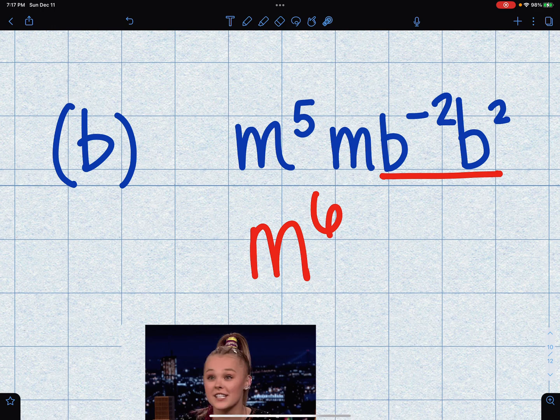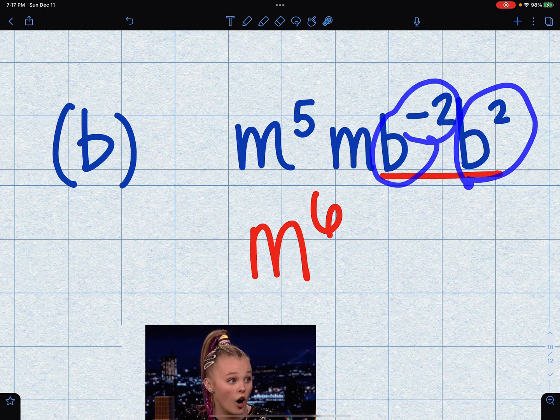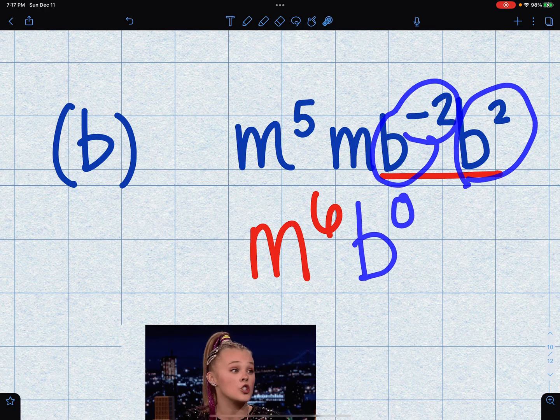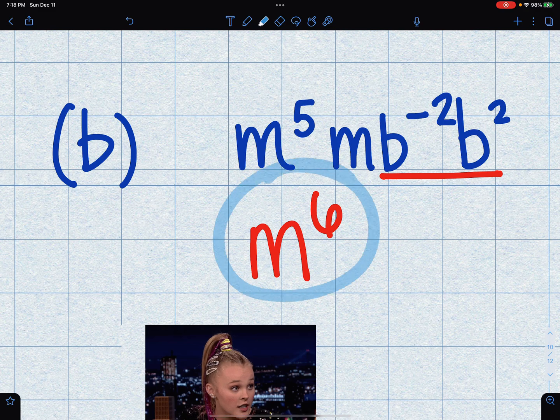Okay, we have a -2 B's here, and plus 2 B's here, so it's going to be B raised to the 0 power. But again, that simplifies to the number 1, so we can just get rid of it, and our final answer is M raised to the 6th power. Easy.